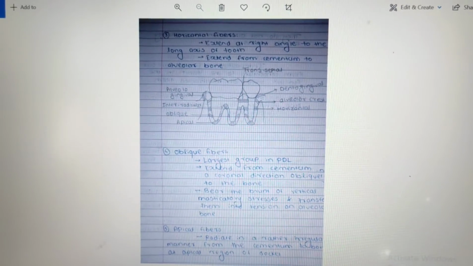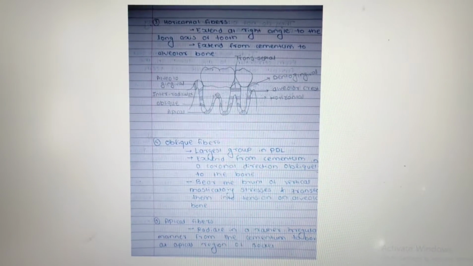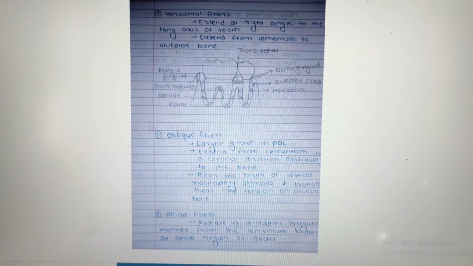Coming to the next, they are apical fibers. Apical fibers radiate in an irregular manner from the cementum to the bone at the apical region of the socket. As we can see in the diagram, apical fibers are present apically and they extend in an irregular manner from the cementum to the apical region of the socket. Apical fibers are not present in incompletely formed roots.